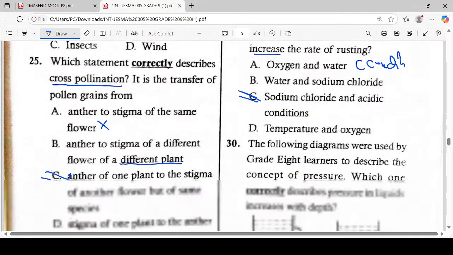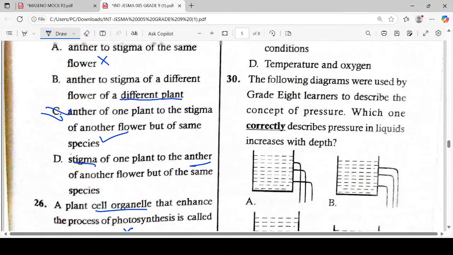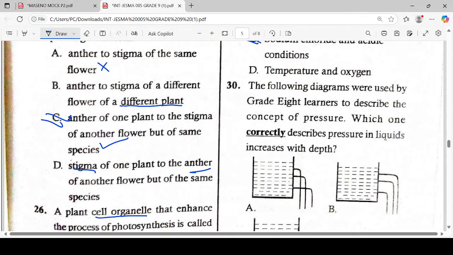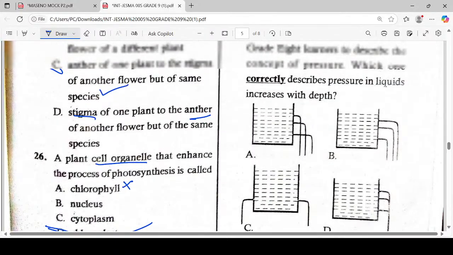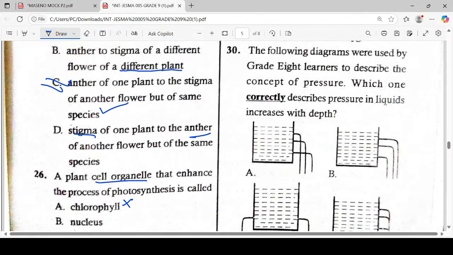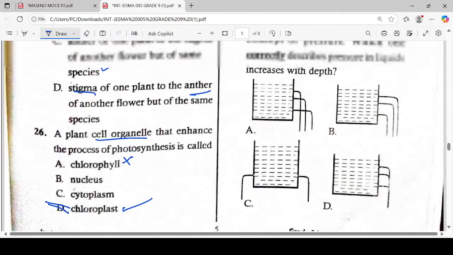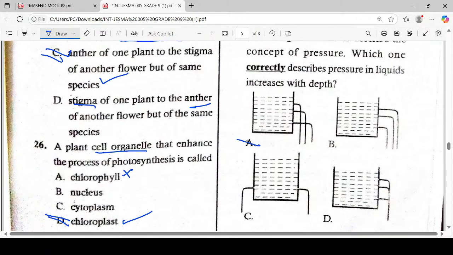Question number 30. The following diagrams were used with grade 8 learners to describe the concept of pressure. Which of the following correctly describes that pressure in liquids increases with depth? Pressure in liquids increasing with depth is well illustrated in diagram A for apple. As you can see, the more the depth, the more the pressure.